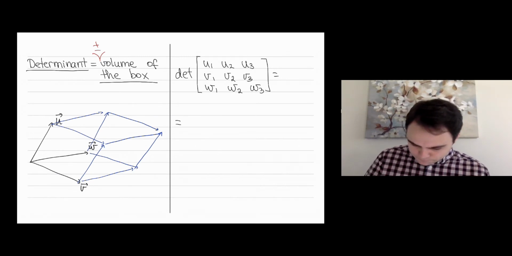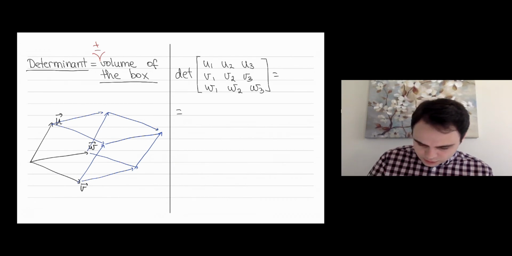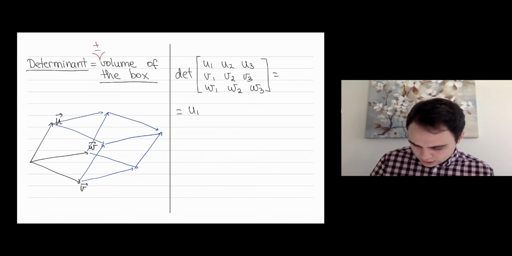So this determinant, let's expand it across the top row. The determinant looks like u1 times this little determinant, right? You eliminate these two rows and you do that little determinant.